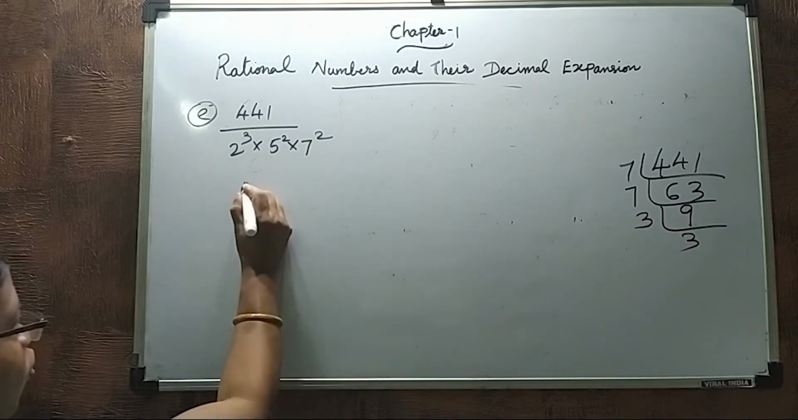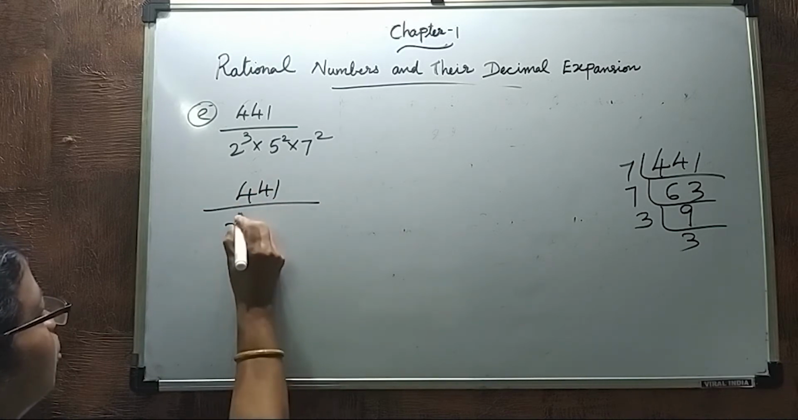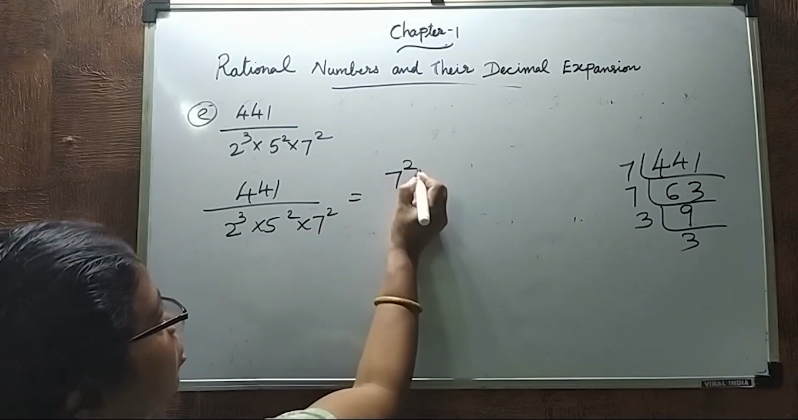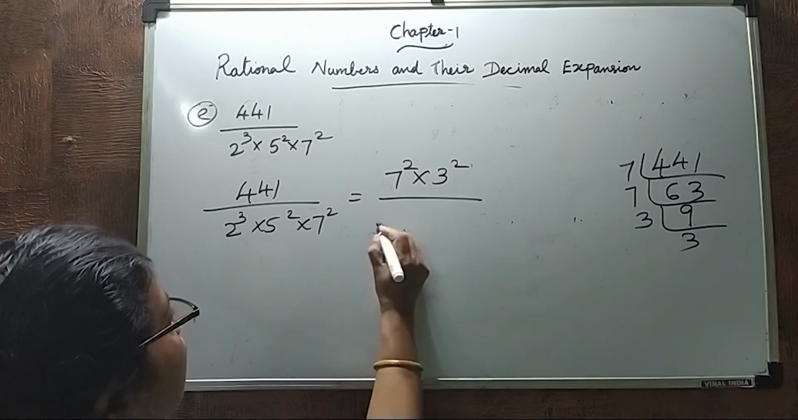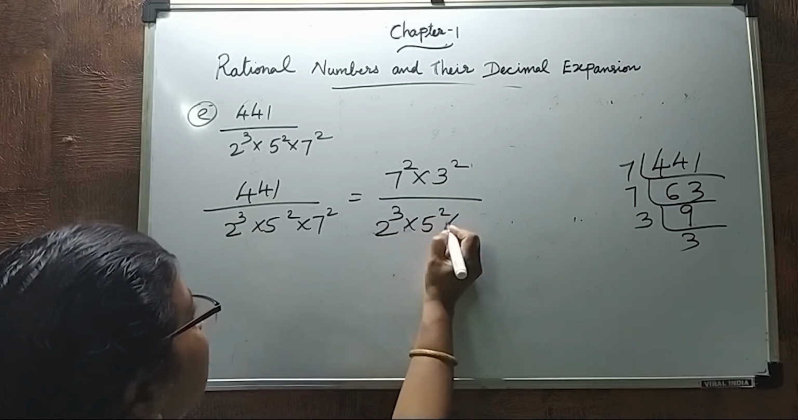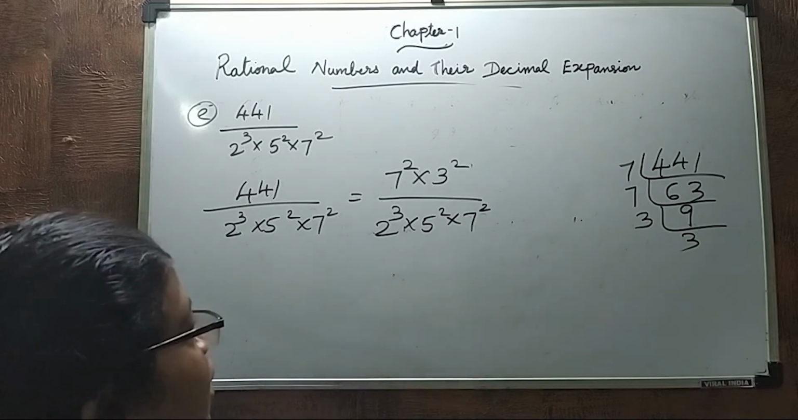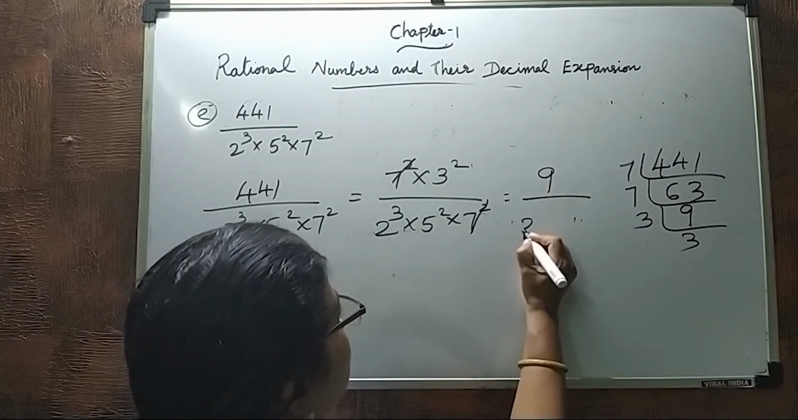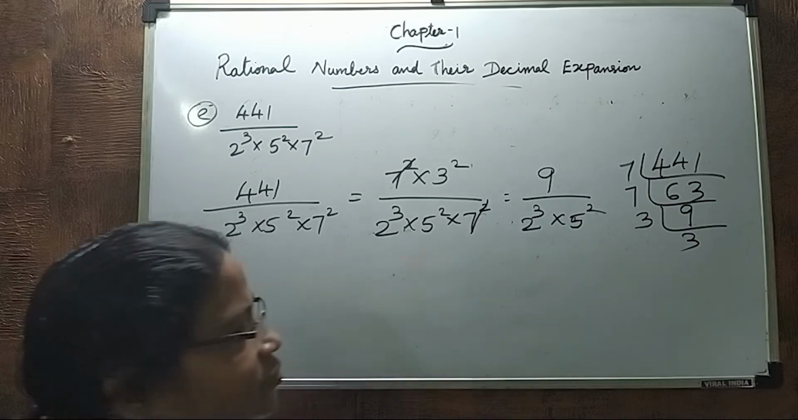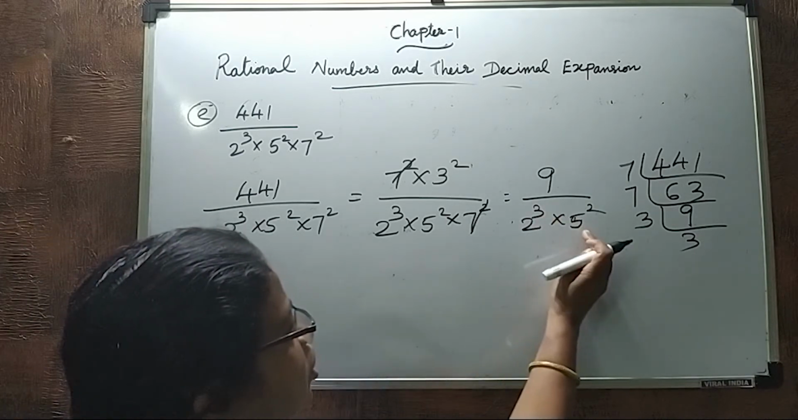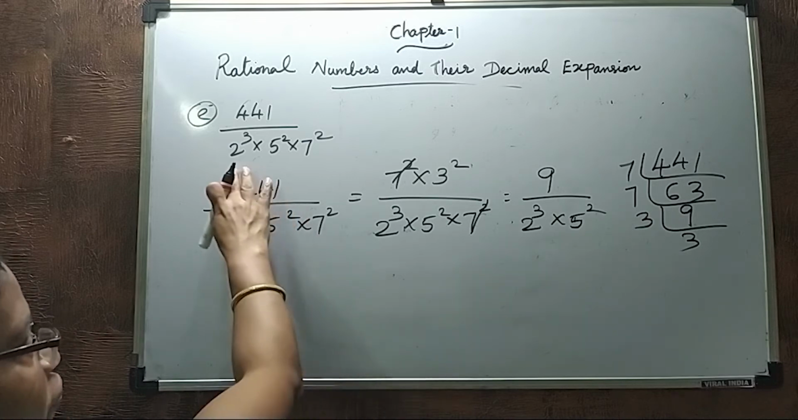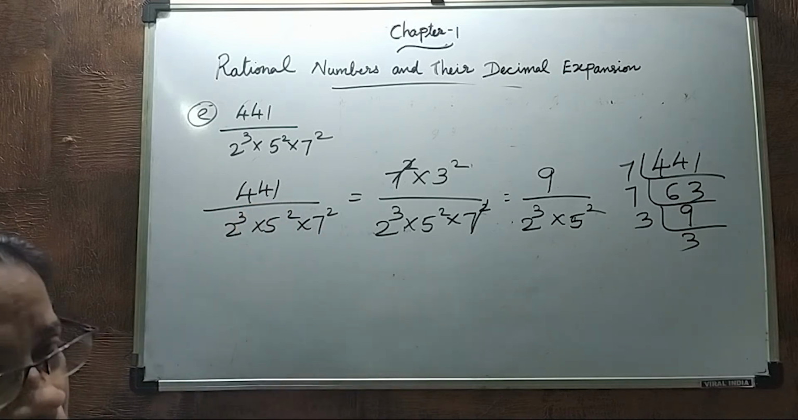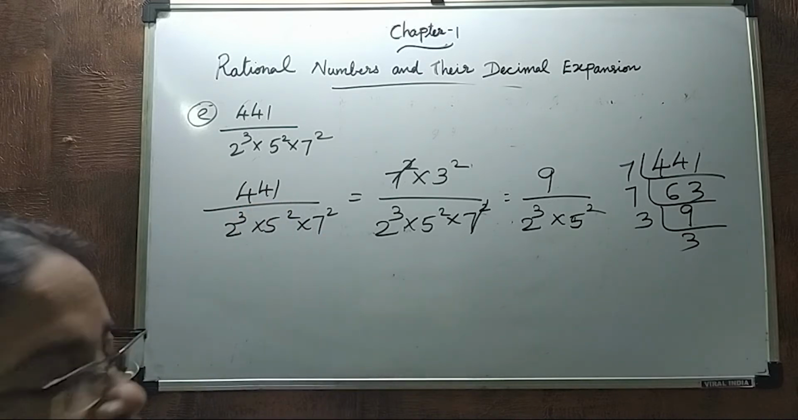So 441 divided by 2 raised to 3 into 5 square into 7 square can be written as 7 square into 3 square divided by 2 raised to 3 into 5 square into 7 square. Now can you cancel anything? Here 7 square and 7 square cancel. So it will be 9 by 2 raised to 3 into 5 square. Now look, it is in the form of 2 raised to m into 5 raised to n. When you see such questions, you may think it is non-terminating repeating. No. Look at the numerator and whether we can cancel or not, then we have to find out.